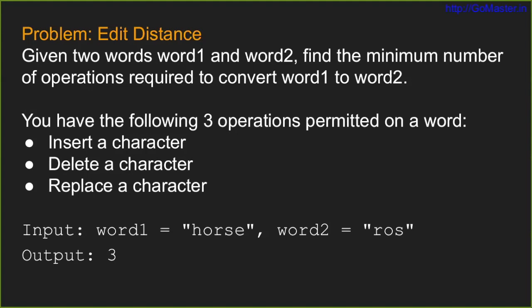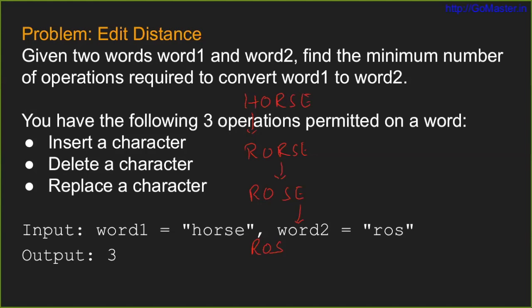So we have some examples here. Suppose we have a word which is HORSE. We want to transform this into ROS. One of the possible ways of doing that is to modify or replace the first character with R. So we are going to have something like this, and then delete the middle character. So we are going to have something like this, and then delete the last character so that we get ROS. So we got it done with just three operations.